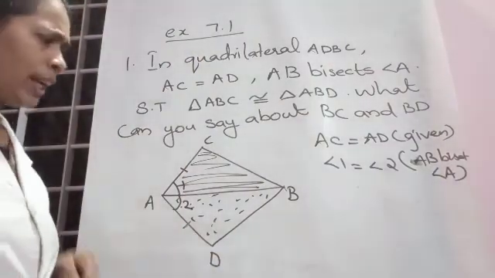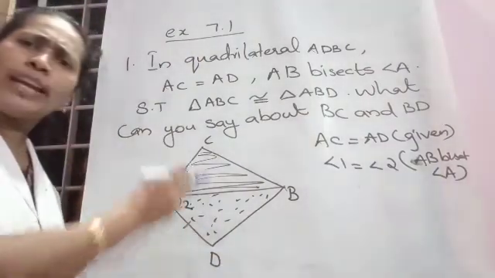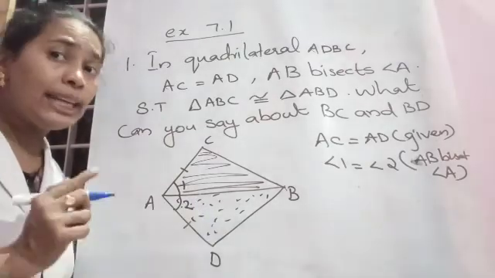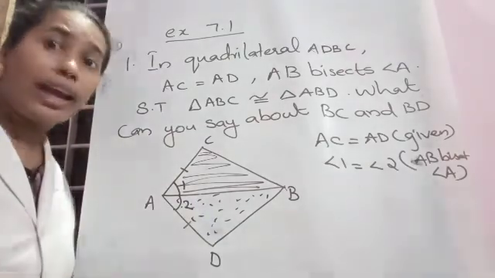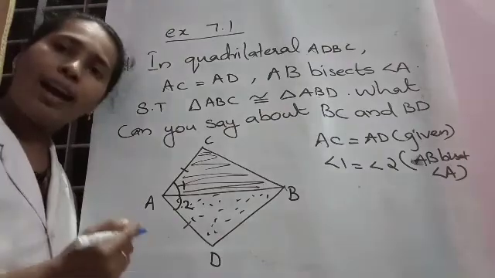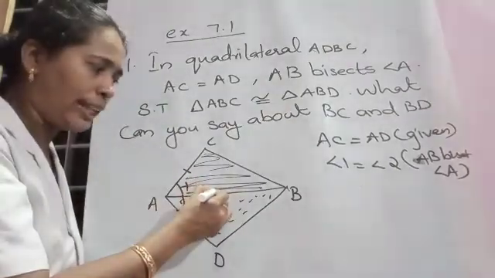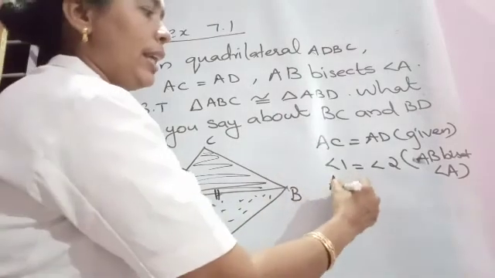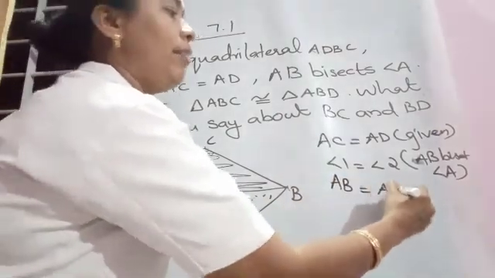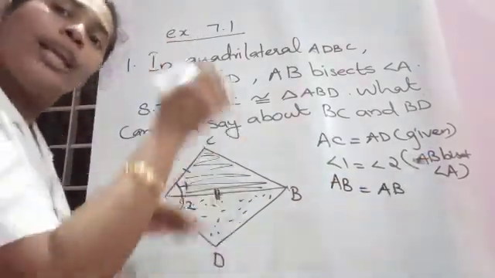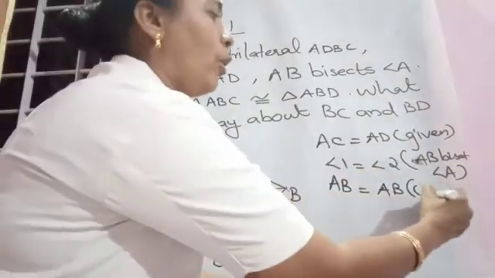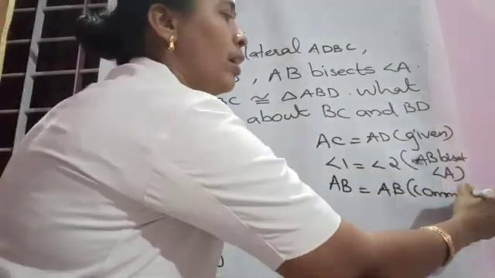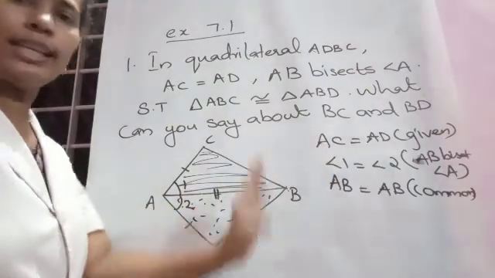Got it? Anything common to these two shaded ones? Any side common? Not an angle. Any side common? Side AB is common. Common means AB equal to AB we can write, called common. Okay. So three conditions are satisfied.